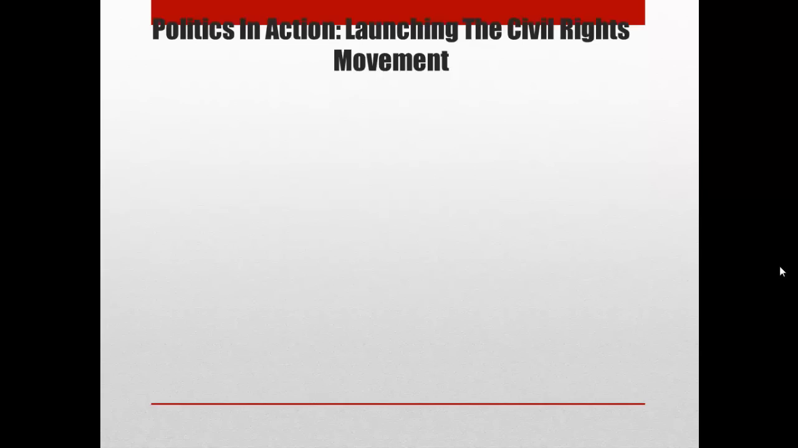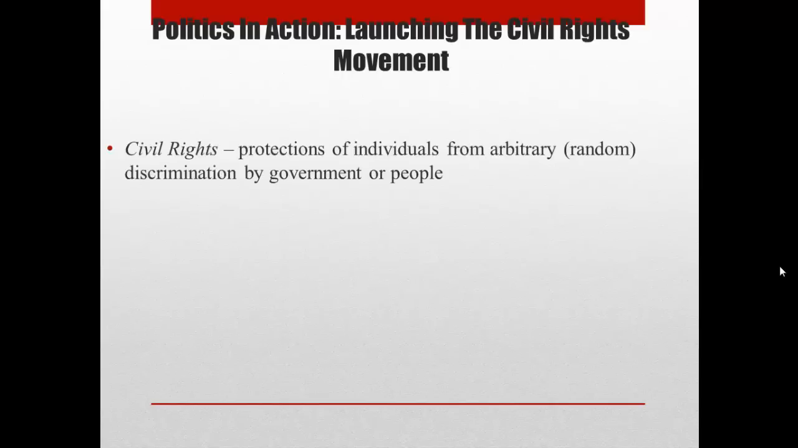So let's get started. Politics in action, launching the civil rights movement. Now, when we're talking about civil rights, understand that civil rights are protections of individuals from arbitrary, and that word arbitrary means random, discrimination by government or people.